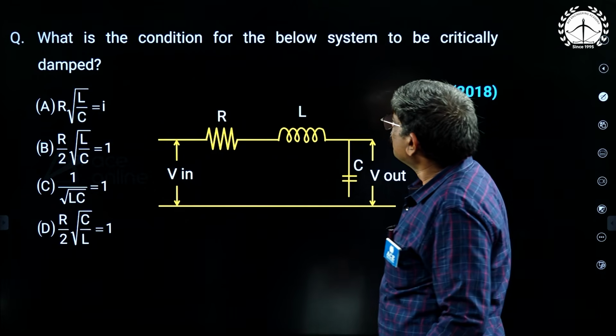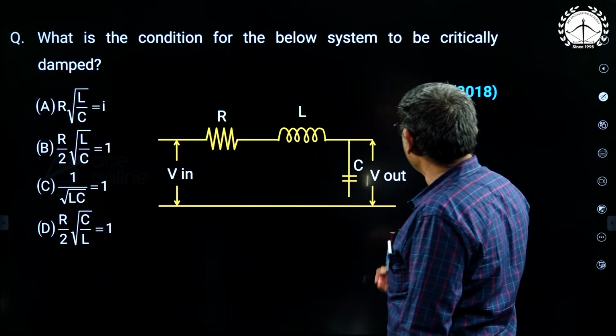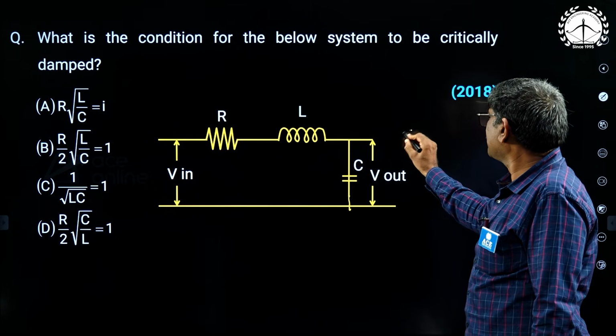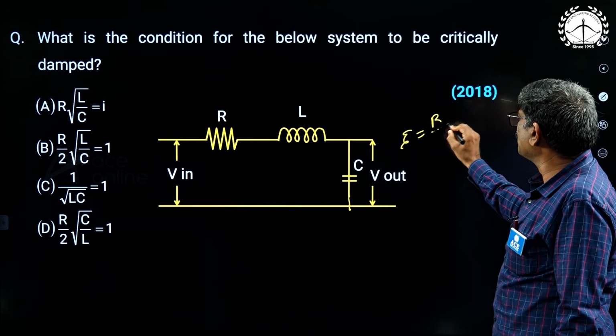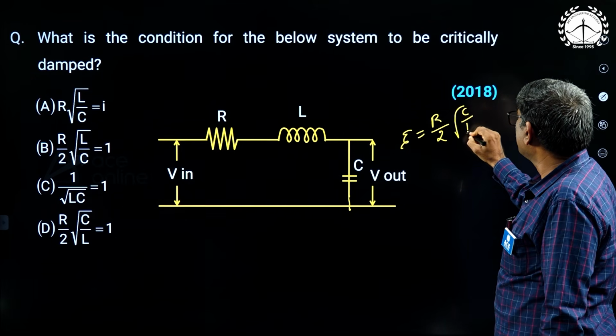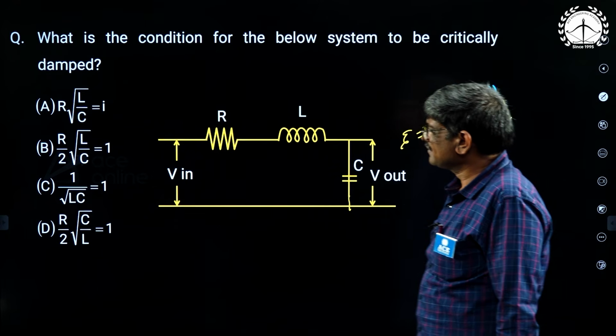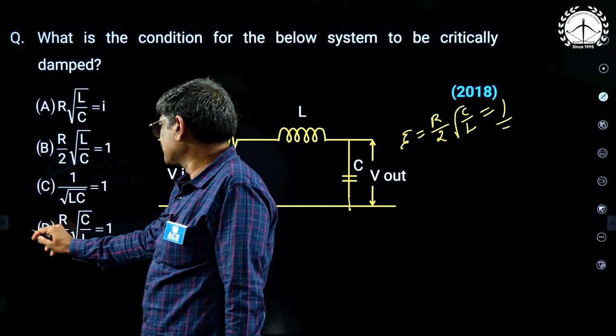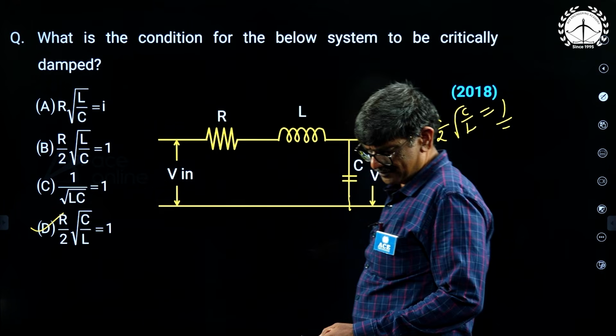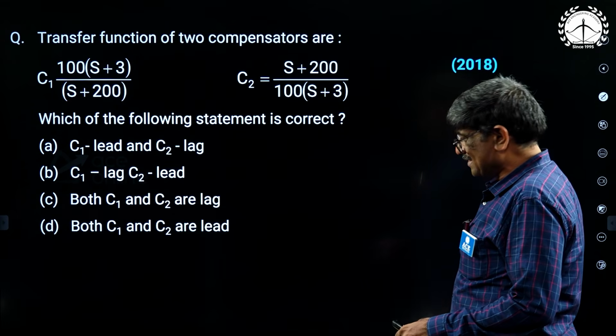Next, what is the condition for critical damping? What is zeta? Zeta equals R by 2 root of C by L, should be equal to 1, that's all. R by 2 root of C by L should be equal to 1. Answer is D. Electrical questions, very easy.